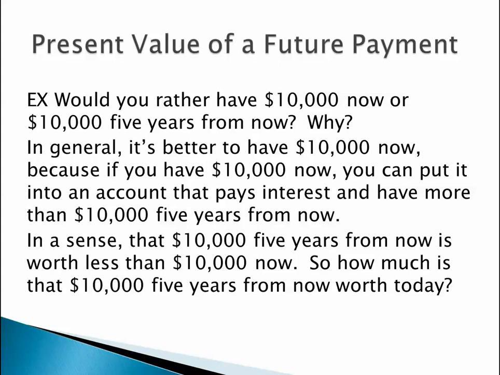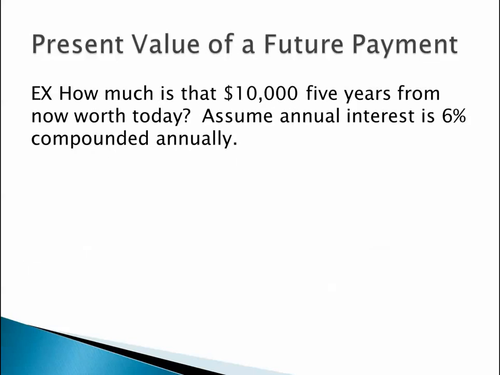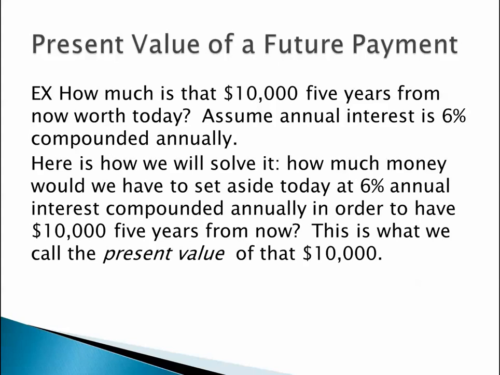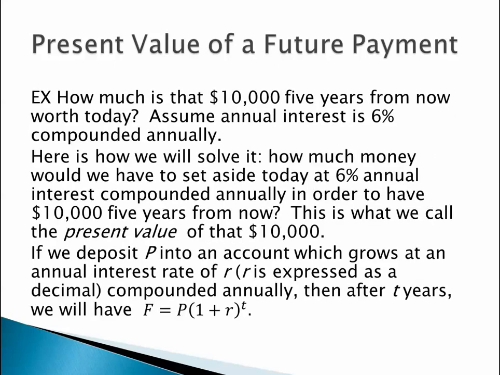So how much is that $10,000 5 years from now worth today? Let's consider that question. Assume annual interest is 6% compounded annually. Here's how we'll solve it. How much money would we have to set aside today at 6% annual interest compounded annually in order to have $10,000 5 years from now? This is what we call the present value of that $10,000.